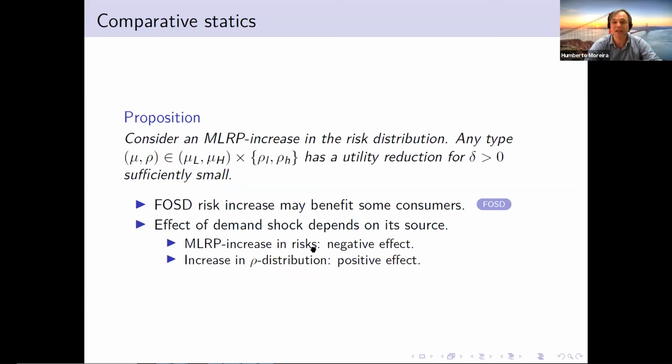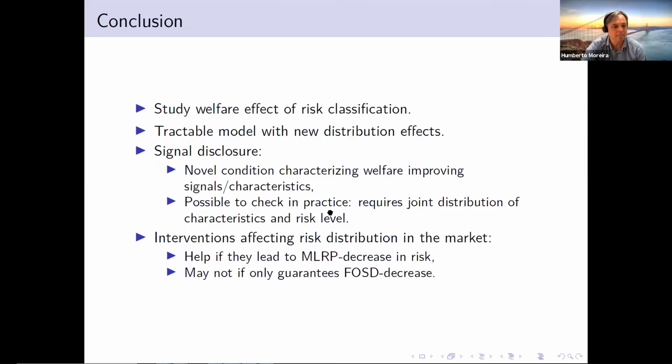So the results we have is that with MLRP, which is the stronger notion of comparison, you really have this negative effect on prices. High risk in terms of MLRP order is going to represent a negative effect on price. In terms of the distribution of risk aversion, if you increase the willingness to pay for insurance, which means that we increase the distribution towards high risk aversion, then you have a positive impact in terms of price. The price is going to go down, right?